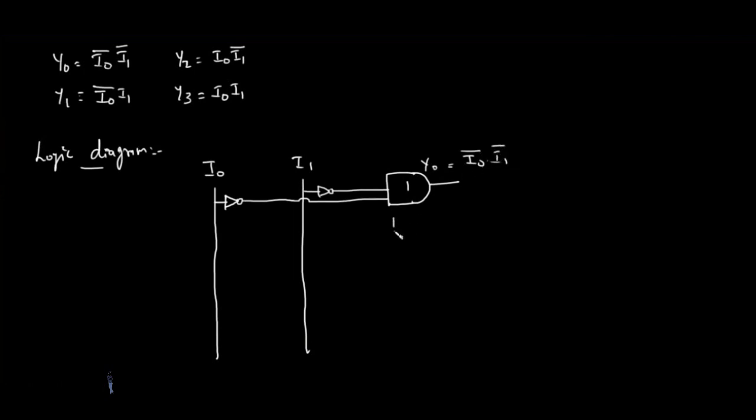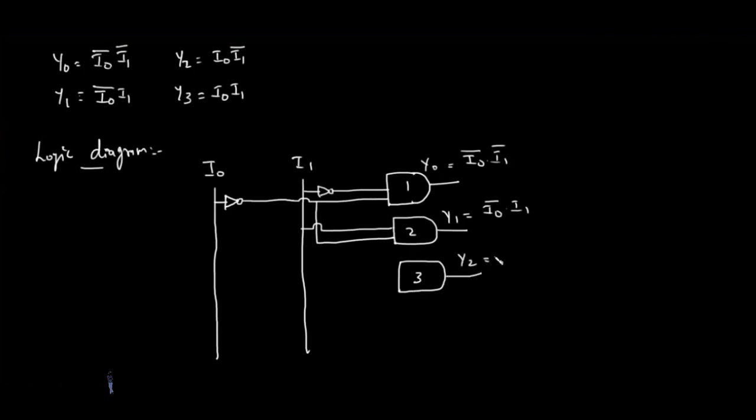And the second AND gate gives you y1 as the output. This is I naught bar and I1. So I naught bar is here. You can tap an input from I naught bar, and where is I1? I1 is here, and tap input from I1, and this is the third one.